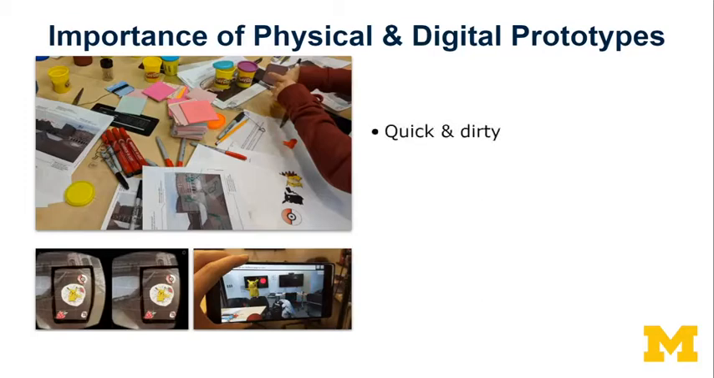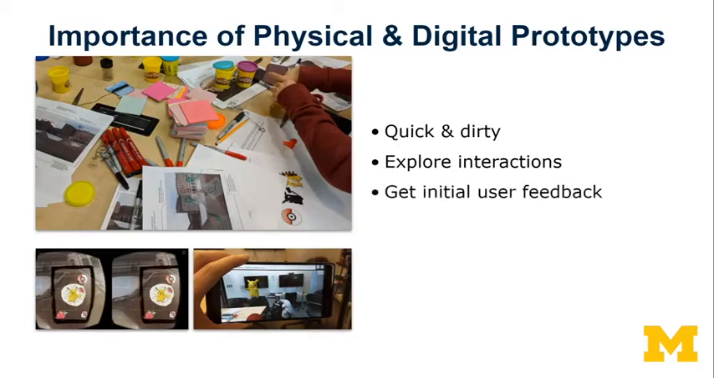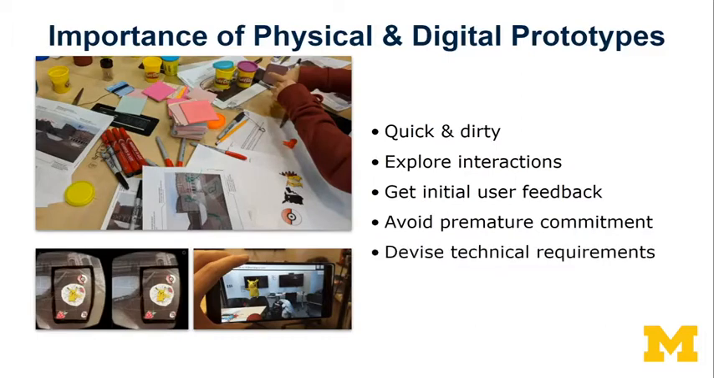So these physical and digital prototypes, I would say they're quick and dirty, but they're really useful to explore interactions. They're important to get initial user feedback. You can actually involve users already at this stage, and you should think of AR, VR as an option. Nobody says it has to be an AR or VR solution, so you really want to avoid premature commitment. On the other hand, if you feel like an XR approach is the right thing, then these prototypes will definitely also tell you more about the technical requirements and help you devise those.